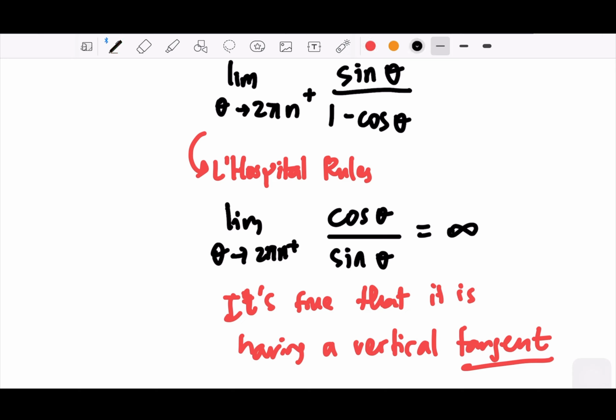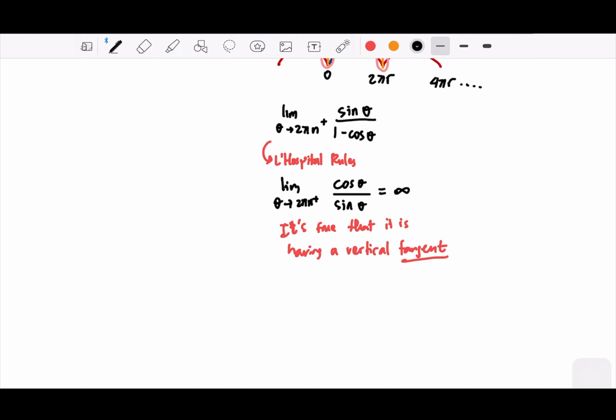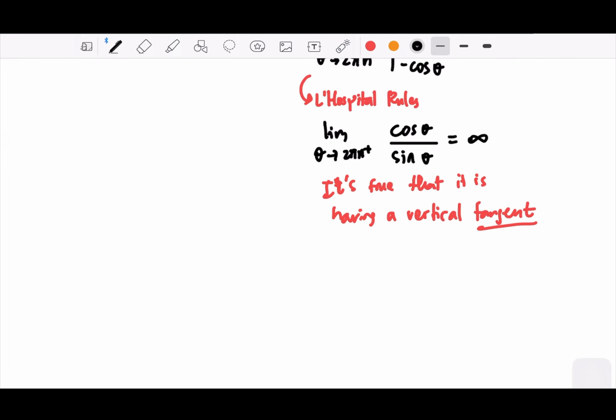Okay. Now, before we move to the next one, where we are going to learn about the area or integrations in parametric, let me just review a little bit from last Tuesday, just a little bit, what we have done last Tuesday.